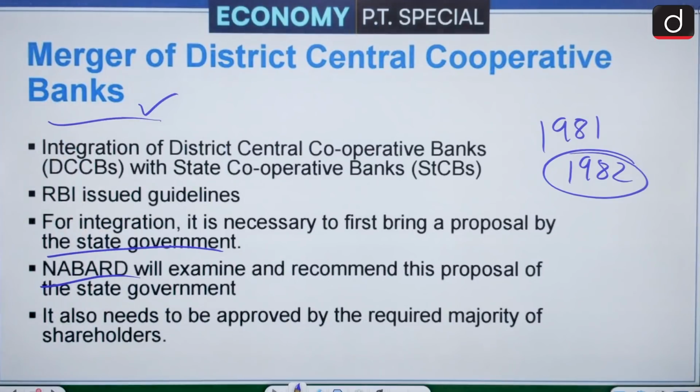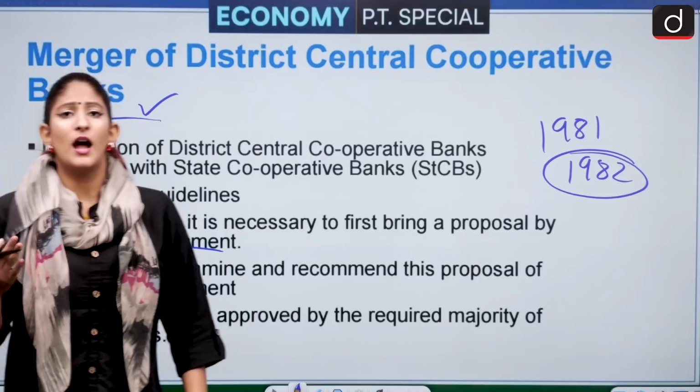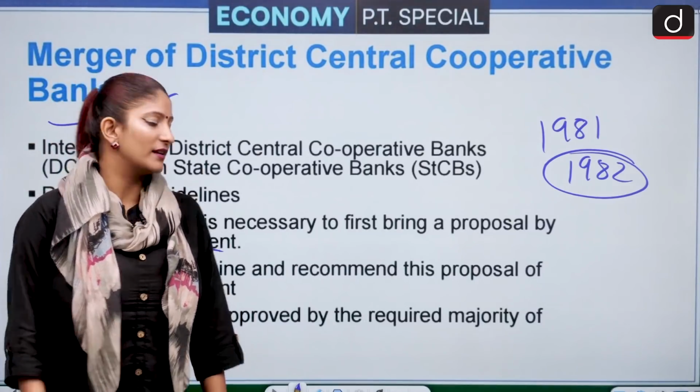Then it also needs to be approved by the required majority of shareholders, and we have already discussed how RBI comes into the picture, the final sanction.